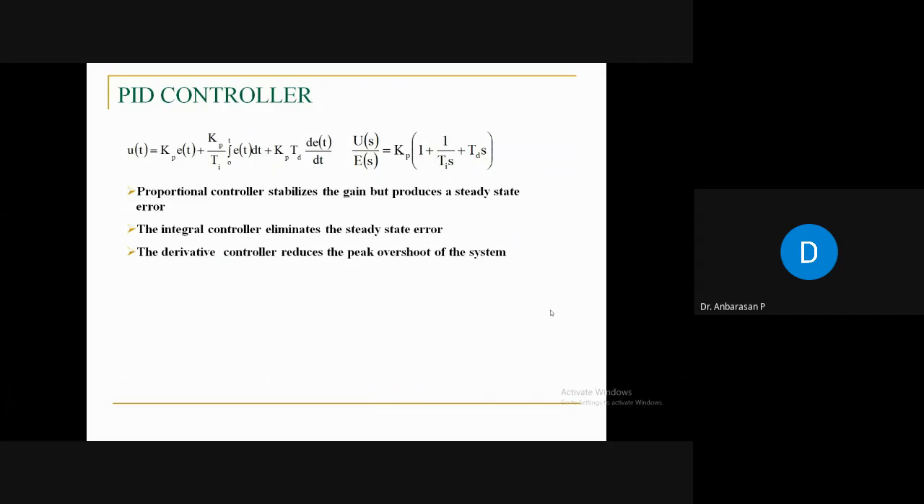However, you have to properly choose the proportional integral derivative parameters. That is very important. Unless the parameters are properly chosen, the controller may lead to instability of the closed loop system. Mathematically, the proportional integral derivative controller transfer function can be represented as Kp into (1 plus 1 by Ti s plus Td into s). So the proportional controller stabilizes the gain but produces steady state error. The integral controller eliminates the steady state error, but the derivative control reduces the peak overshoot of the system.